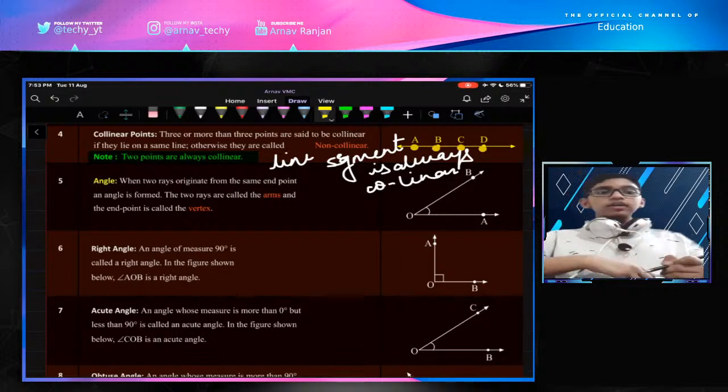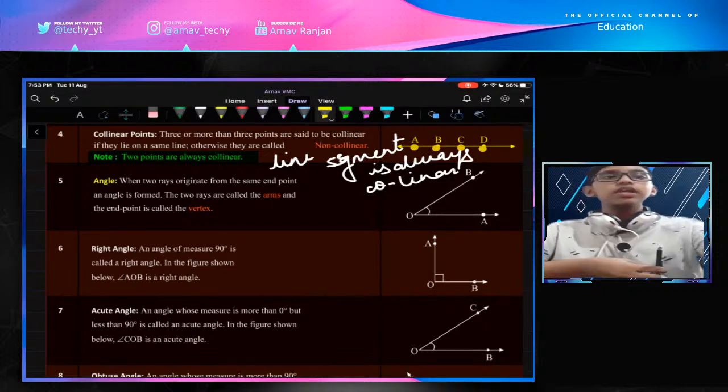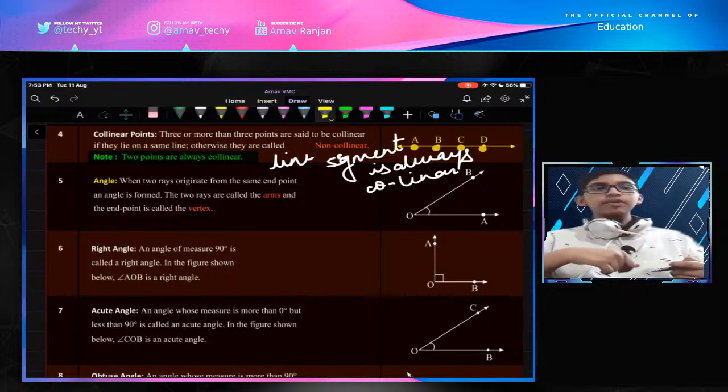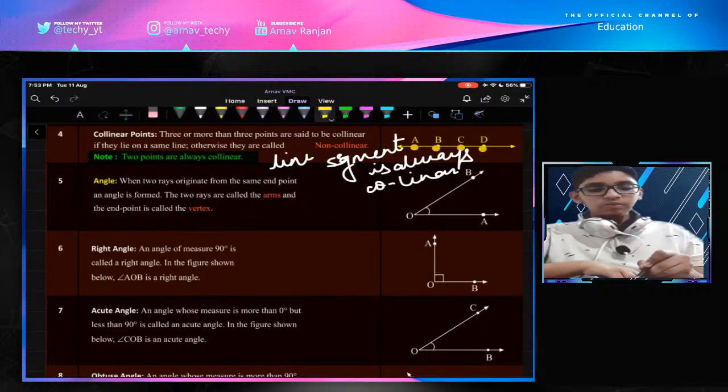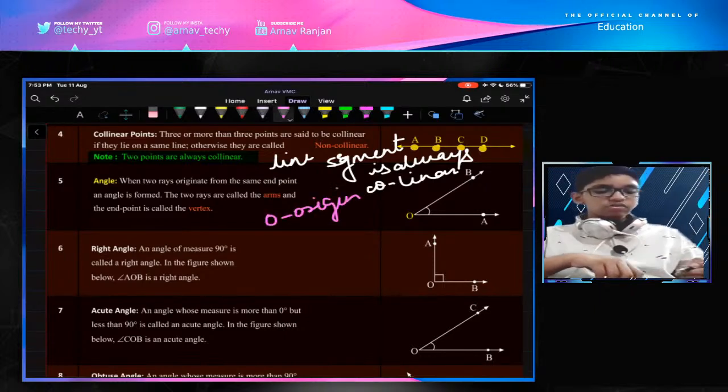What are angles? When two rays originate from the same endpoint, the endpoint is always called O. Why is it always called O? Because O stands for origin.